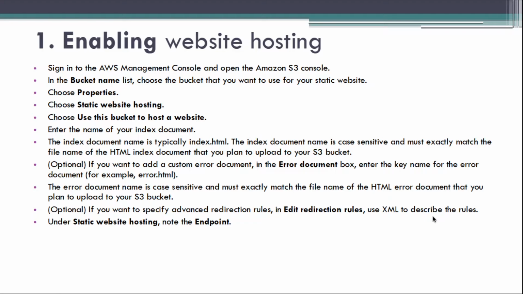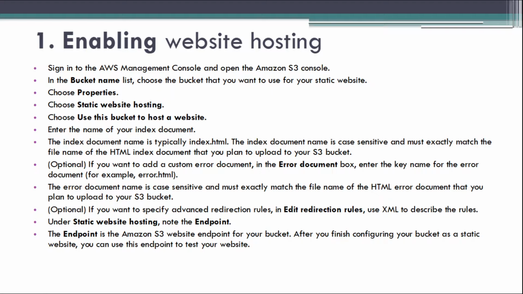Under static website hosting, note the endpoint. The endpoint is the Amazon S3 website endpoint for your bucket. After you finish configuring your bucket as a static website, you can use this endpoint to test your website. So with the help of this endpoint, you can access your website and test it. So save your configurations, and you have now completed the first step, enabling the website hosting.